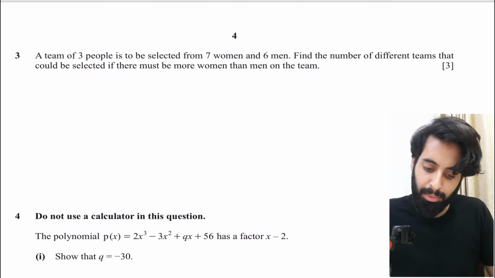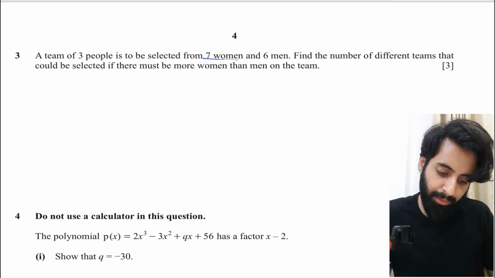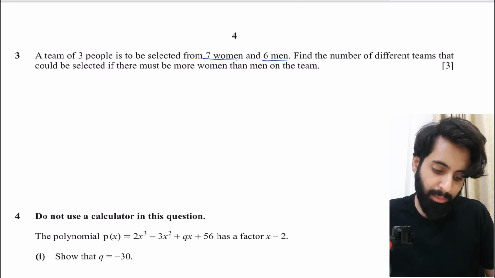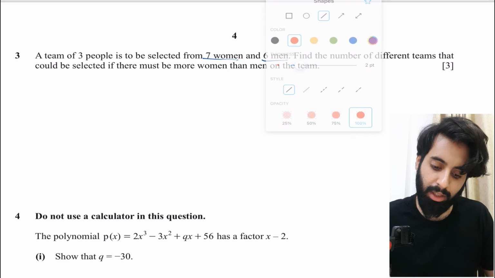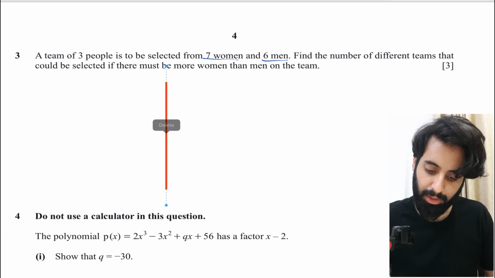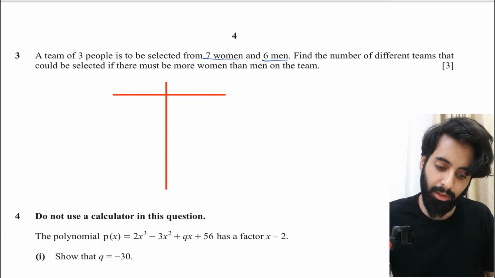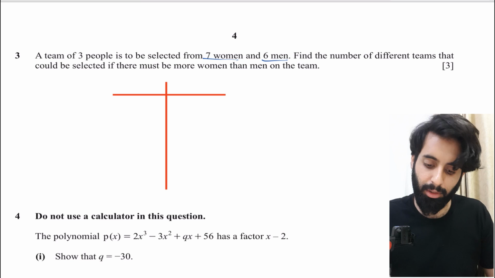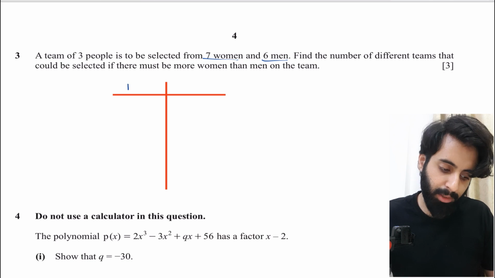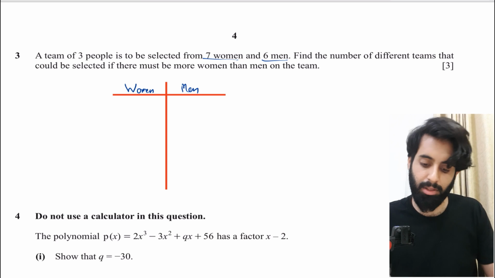A team of 3 people is to be selected from 7 women and 6 men. Find the number of different teams that could be selected if there must be more women than men on the team. Okay, so with questions like these, you can't have a head-on approach. You need to consider all the ways in which you can satisfy the condition that's given to you. The condition is that there must be more women than men. So, women and men. Let's see in how many ways we can do that.